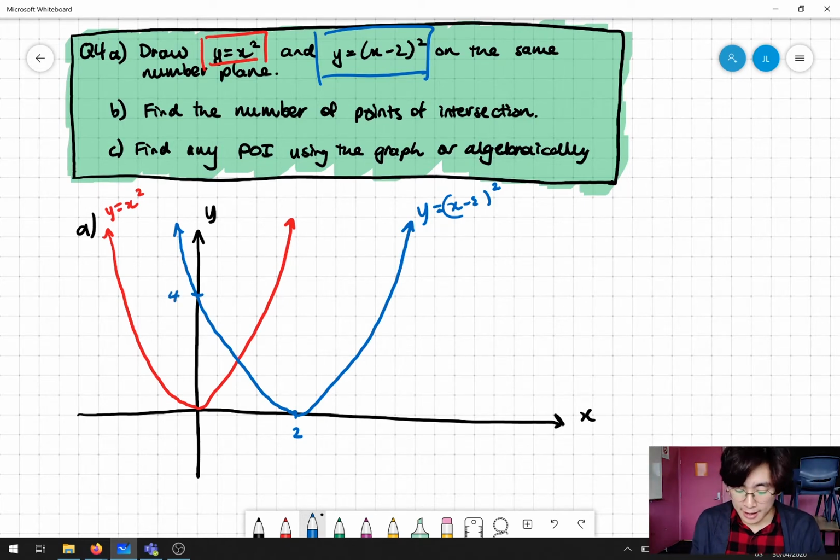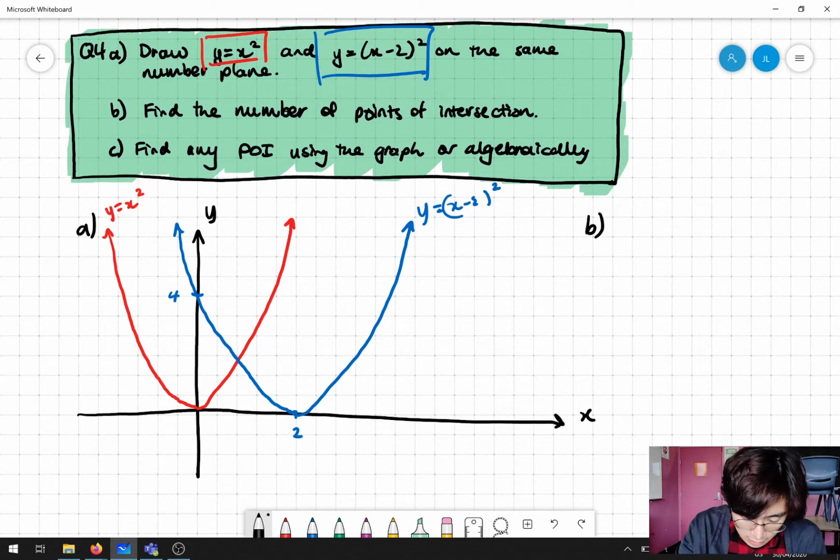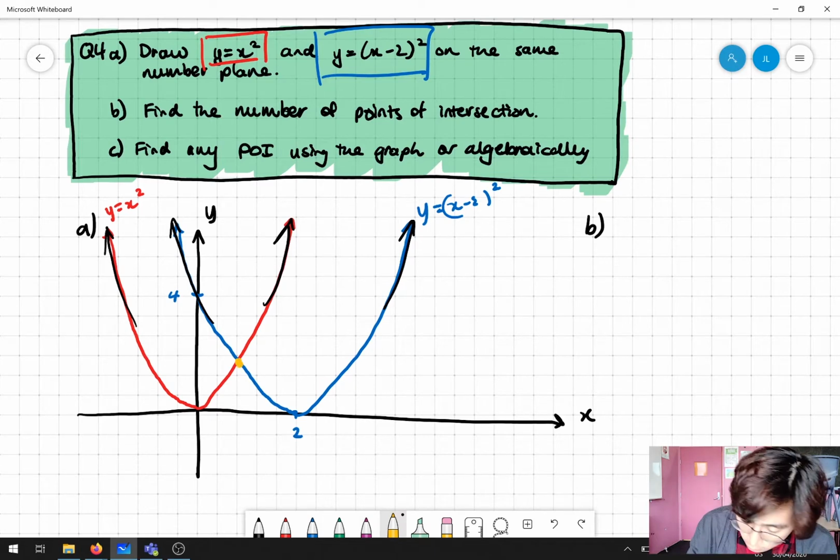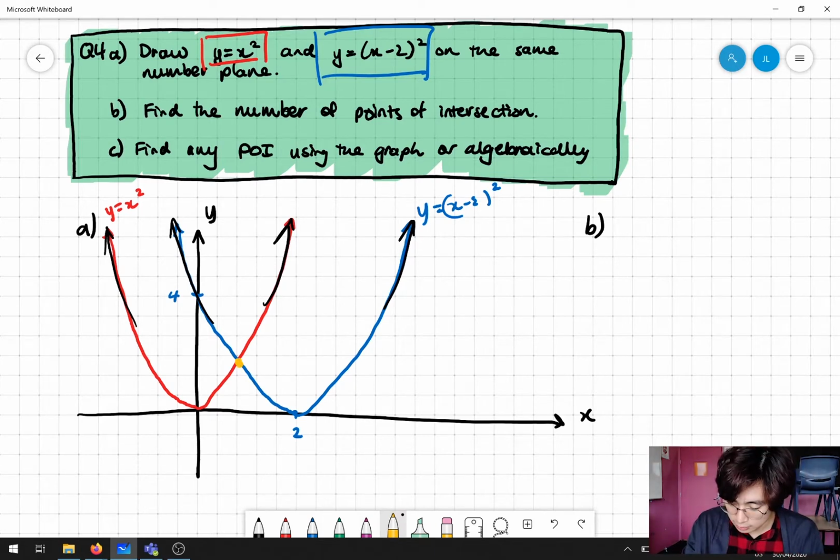That's part A. Part B is you want to find the number of points of intersection. All we do is look at the graph and ask, when do these two graphs touch? If you have a look, each of these ends are going to keep going and they're never going to touch each other, and same over here. The reason for that is that the coefficient of the x squared term is the same. That's just a lovely fact. And so we only have this point in the yellow, so there's only one point of intersection.